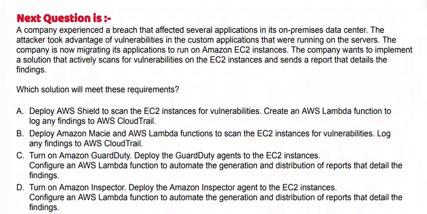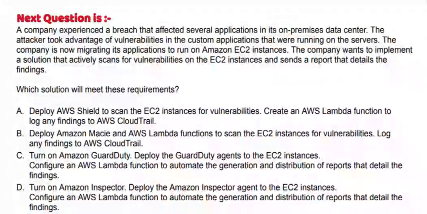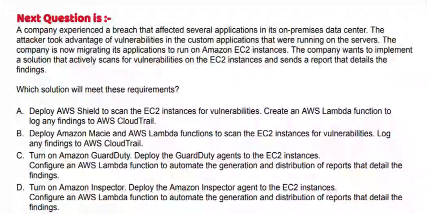Option A: deploy AWS Shield to scan the EC2 instances for vulnerabilities. Create an AWS Lambda function to log any findings to AWS CloudTrail. Option B: deploy Amazon Macie and AWS Lambda functions to scan the EC2 instances for vulnerabilities. Log any findings to AWS CloudTrail.